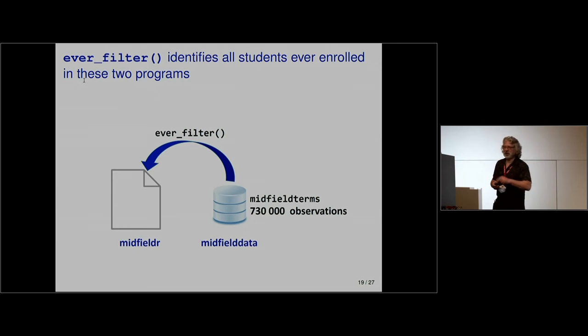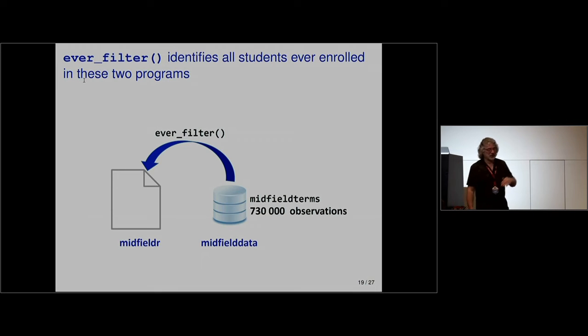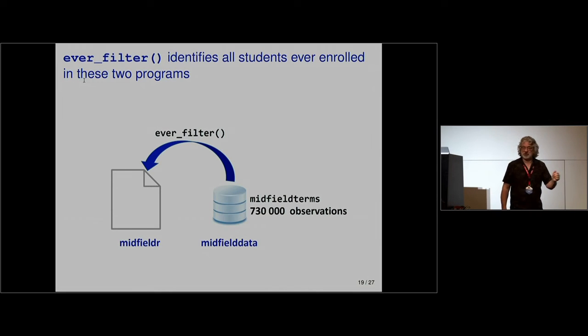And then what we do is we want to get 2 things. In order to compute stickiness, we need to know how many students ever enrolled in those programs, and how many students ever graduate, or how many students graduate. So we have a function, the ever filter.